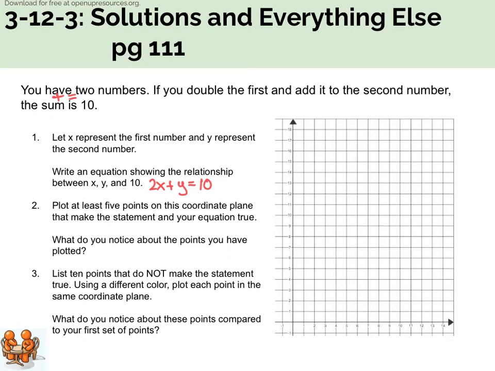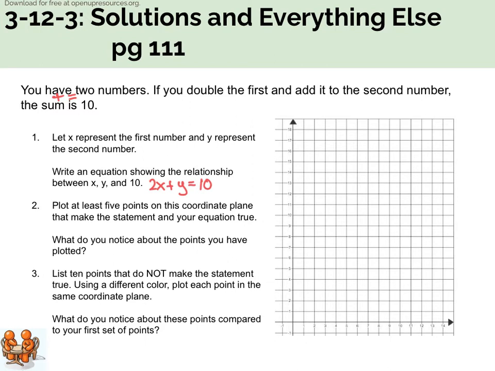So that's our equation. It says plot at least 5 points on this coordinate plane that make the statement and your equation true. What do you notice about the points you have plotted? So we need an x value, and then we need a y value, and we need to go ahead and find different points along with it. So go ahead and do at least 5 points. Pause and go ahead and do that.